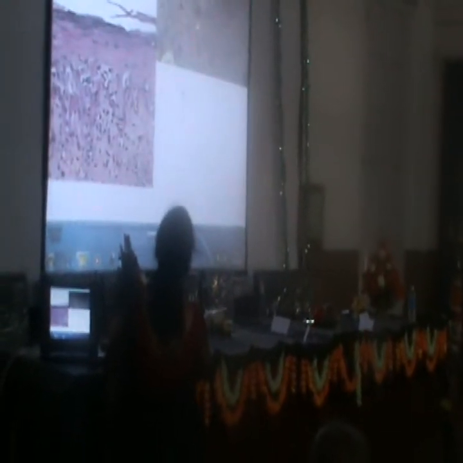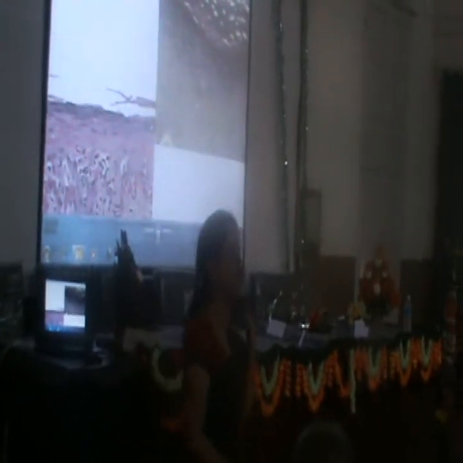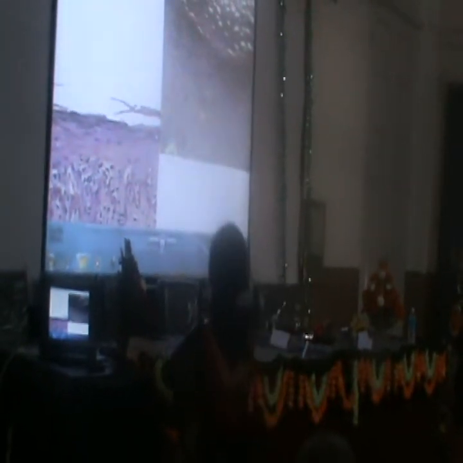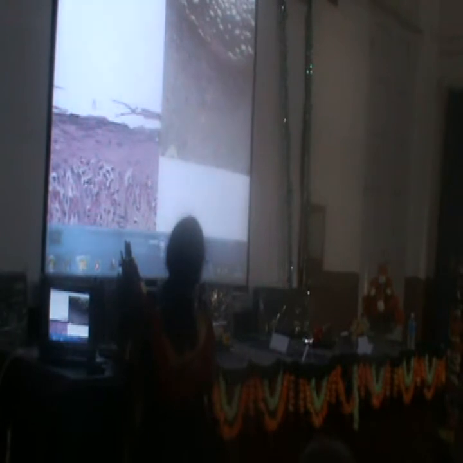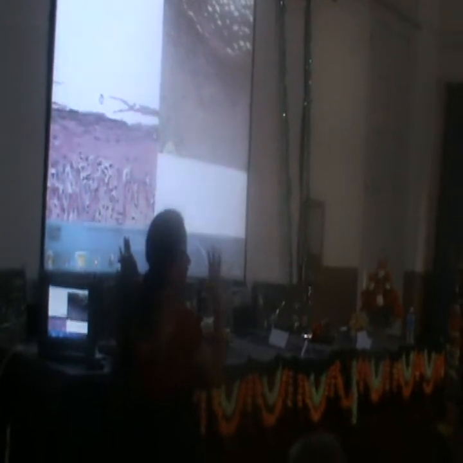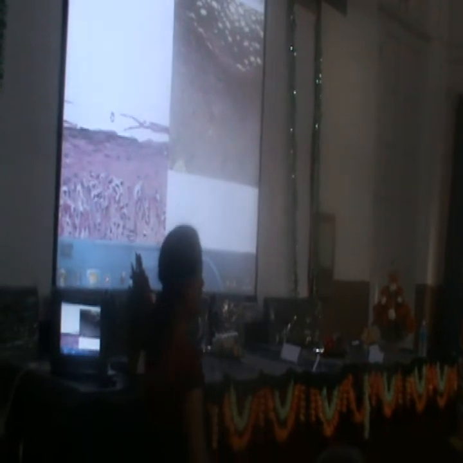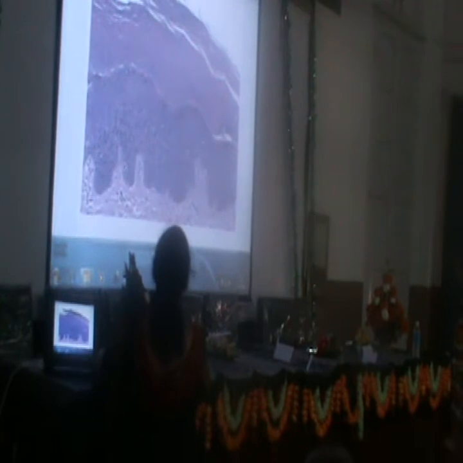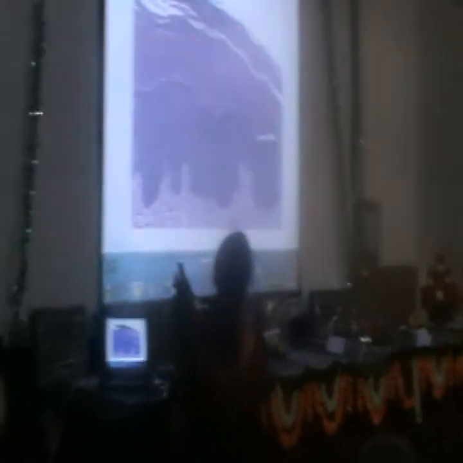I have just taken the same for comparison, but now we are looking at something else. This slide was earlier shown to compare the granular layer. Now just look at the keratin here. So this is an artifact. It is removed. This is detached. That's why it's looking empty here. Yes. So this is the thick keratin.